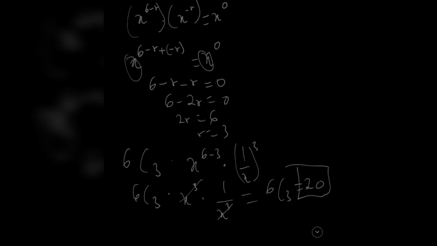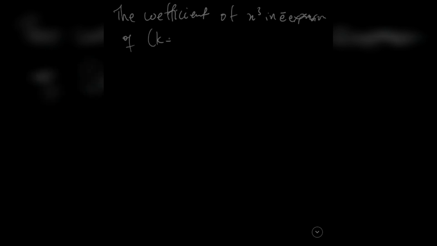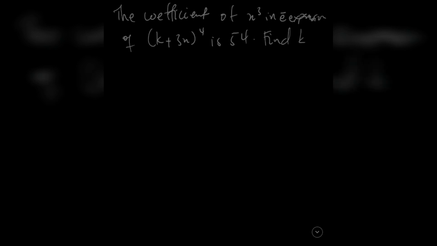All right, so let's solve one more question. For the next question, I want to write the full question. The coefficient of x cube in the expansion of k plus 3x all power 4 is 54. So we have to find k. Let's find the value of k. The coefficient of x cube in this expansion is 54, so we have to use that to find the value of k.